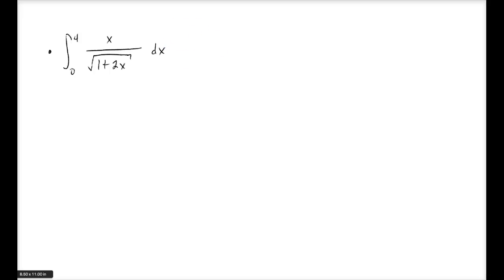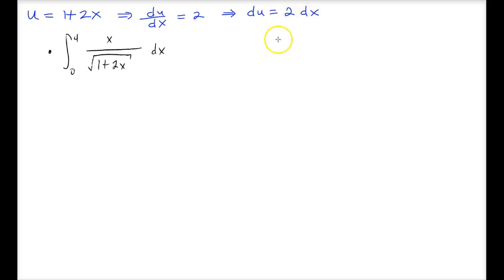So in looking at this, we'll see that we probably should use u is equal to 1 plus 2x. And of course, if we take the derivative of that with respect to x, that is just going to be 2, because the derivative of 1 is 0 and the derivative of 2x is just 2. So that means du will be equal to 2 times dx, if we multiply both sides by dx.